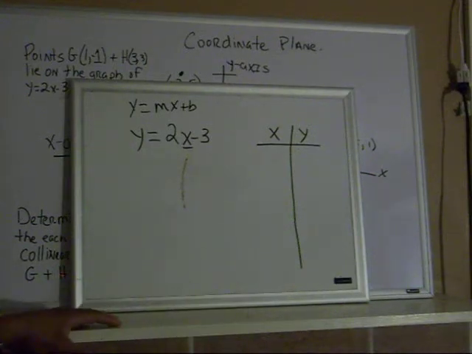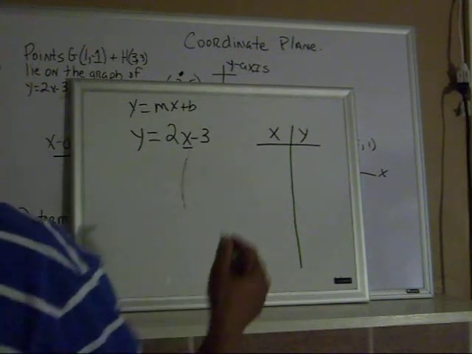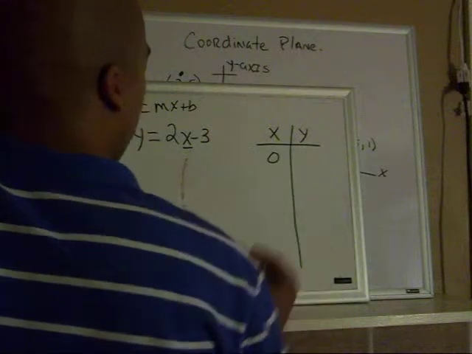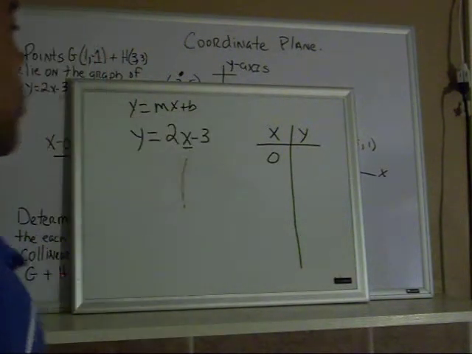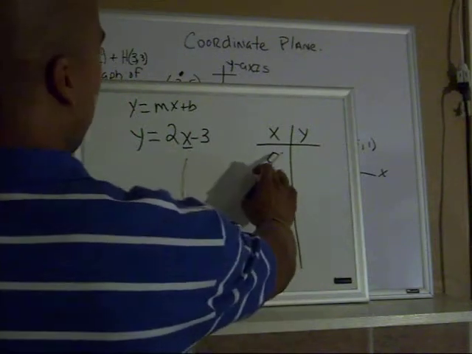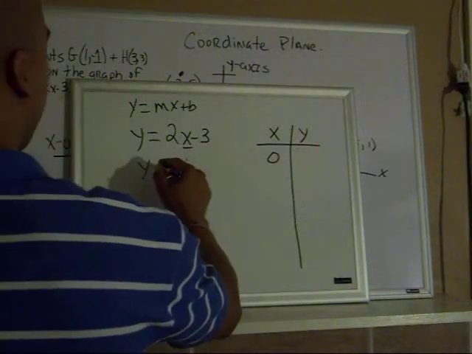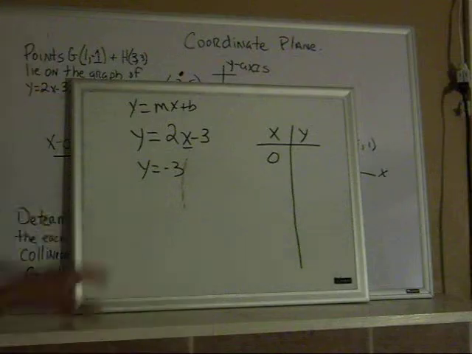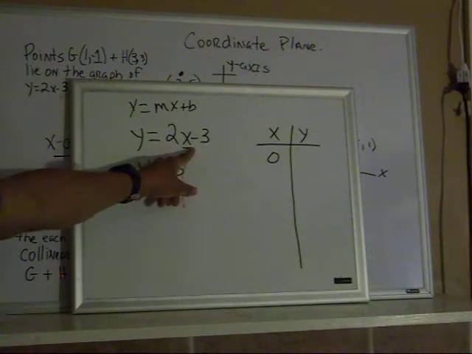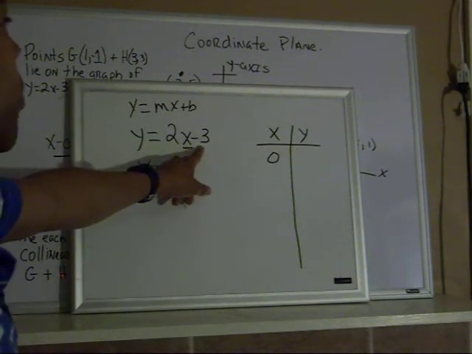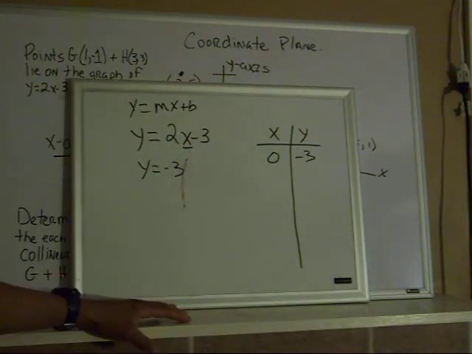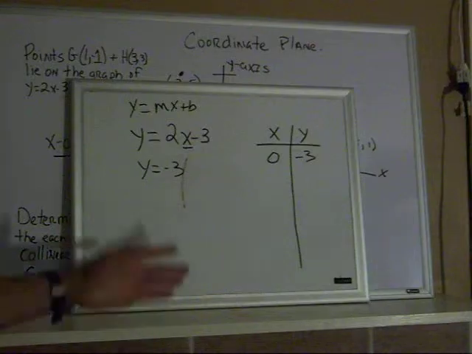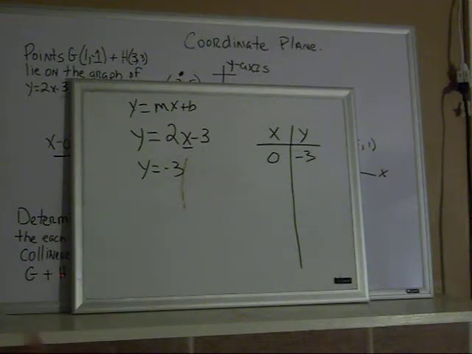So how do we graph this? The first thing we can do, the easiest thing, is set x, your independent variable, to 0. When you set x to 0, all you're doing is substituting. Y is going to equal negative 3. 2 times 0 is 0. 0 minus 3 is going to be a negative 3. So our first ordered pair is going to be (0, -3). Well, we only have 1 point. You're going to need at least 2 points to have a line.